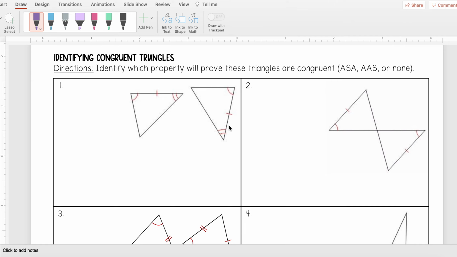In this video, we're going to be practicing identifying congruent triangles. So we're going to identify which property will prove these triangles are congruent. So we're looking at angle, side, angle, angle, angle, side, or none.